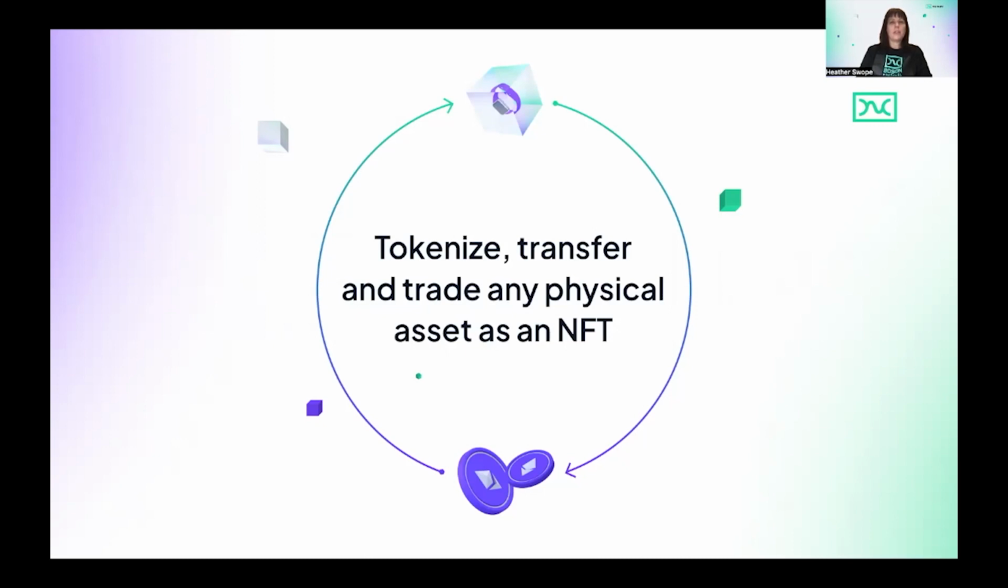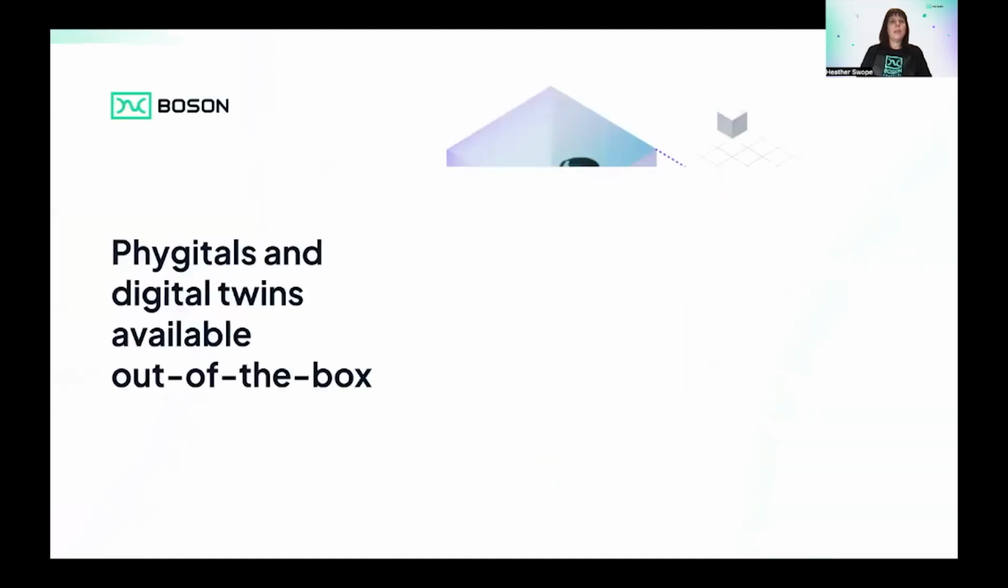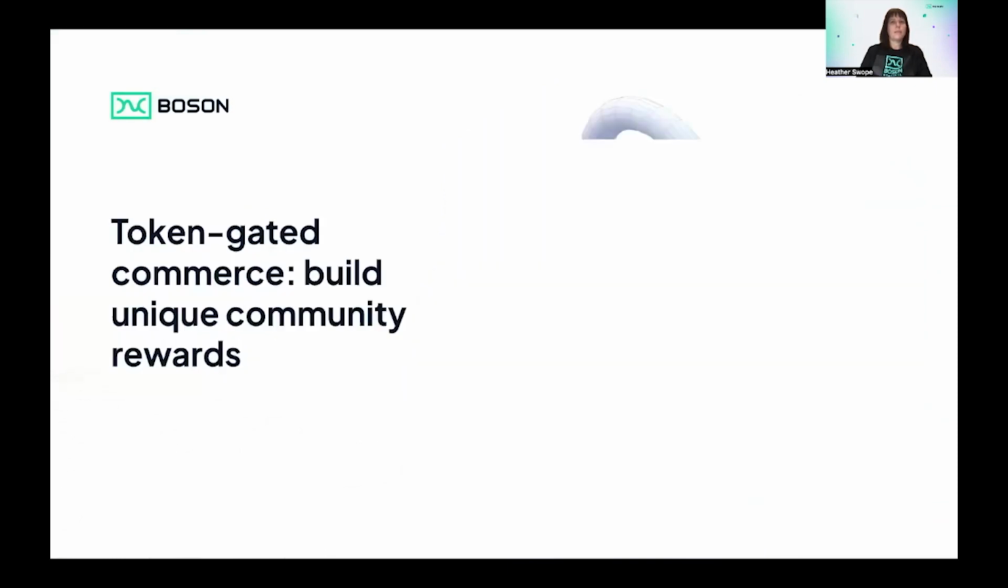This means your buyers can exchange or transfer the right to receive your product right up to the point they decide to redeem it. Boson Protocol gives you access to edit your RNFT collection on OpenSea and enables you to charge secondary royalties on OpenSea and marketplaces that support EIP 2981. Boson Protocol enables the sale of digitals, physical items, and their digital twins out of the box.